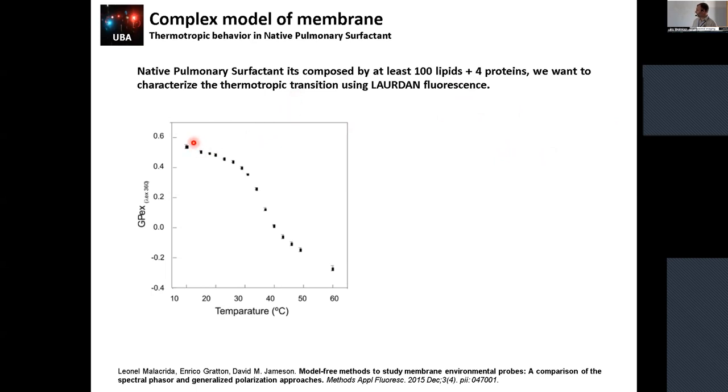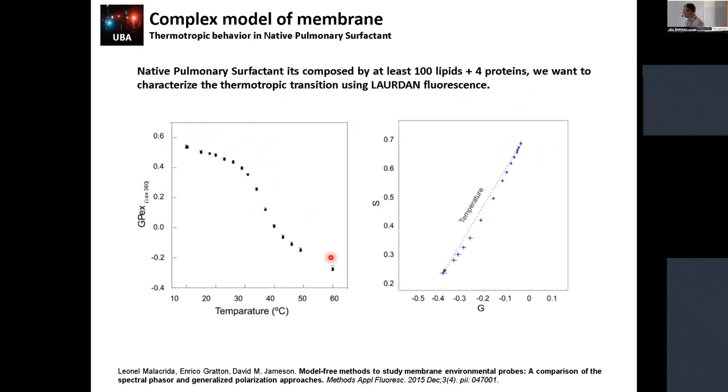And if you do the phase transition, you see that the GP is changing. And you can immediately tell that you go from higher order to more fluid in this situation. But let's see if this behaves as a linear combination between two components or something else using the phasor. When we look at the phasor, it shows us that we are going from order to more fluid, and this is really not a linear combination of two components.